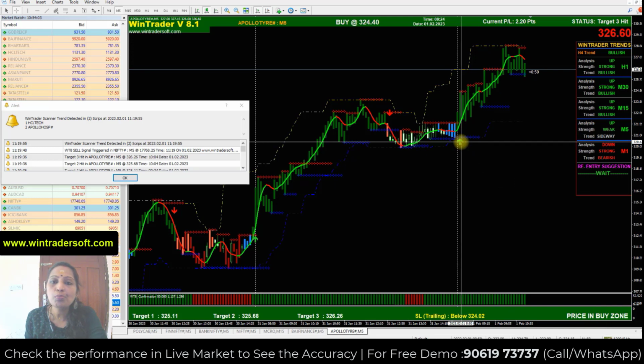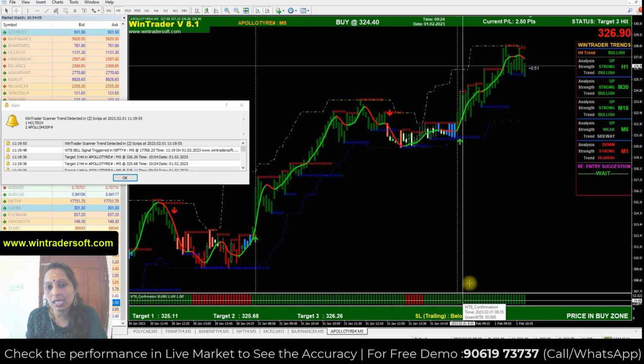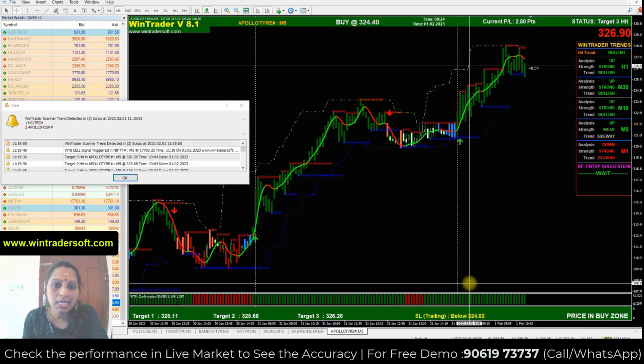The second confirmation: below this arrow, you can see there is a bar. That is our confirmation bar. It should be in the same color as the signal. If it is a buy signal, it should be green. So you have to check only two confirmations. If these two confirmations are okay, you will get 80 to 90% accuracy on the signal. It's very simple to follow.